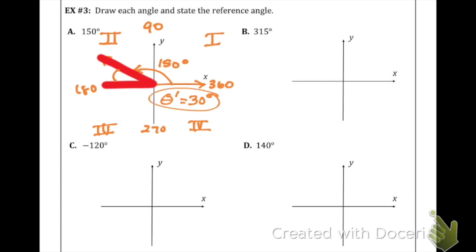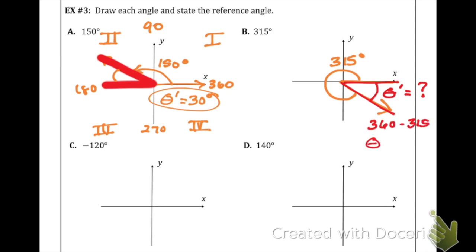For part B, 315 is going to go all the way around down here to quadrant 4, past the 270 mark. So 315 degrees. So my reference angle is between the x-axis and the terminal side. So how many degrees is in here? So 360 minus 315 tells me that my reference angle is going to be 45 degrees.